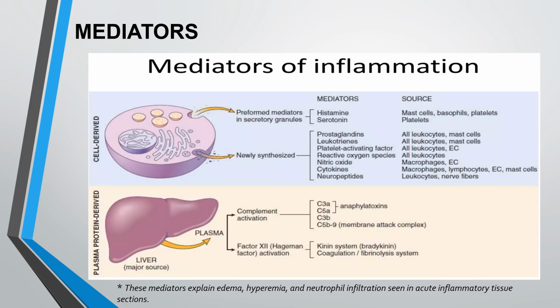These come from mast cells, neutrophils, macrophages, and endothelial cells. Some are preformed, like histamine, meaning they're already made and just waiting to be released. Others are newly synthesized, like prostaglandins and leukotrienes, which are made on demand. The second one is plasma protein-derived mediators. These are made mostly by the liver, circulate in the blood in an inactive form until they're needed. So things like complement proteins, the kinin system components, and coagulation factors.